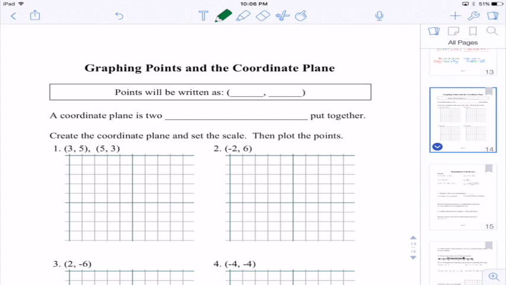So points on a coordinate plane are always going to be written as x, y. Now, everybody knows this, but people mess this up all the time, the whole year. Remember, the x-axis comes first, then the y. It's alphabetical order, people, right? X, Y, Z. You need to know that. Don't mess it up.